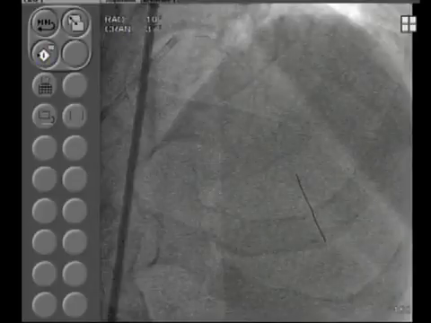Many questions are coming through regarding the stents. What is your preferred stent in your cardiac catheterization laboratory, and why?